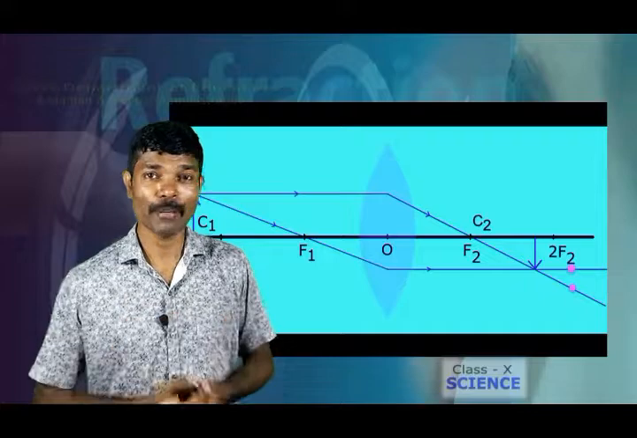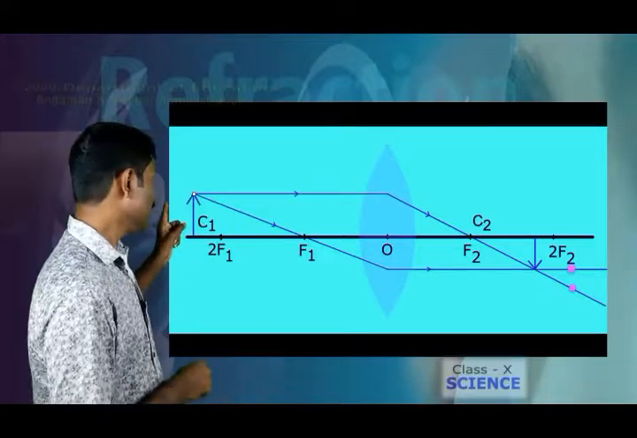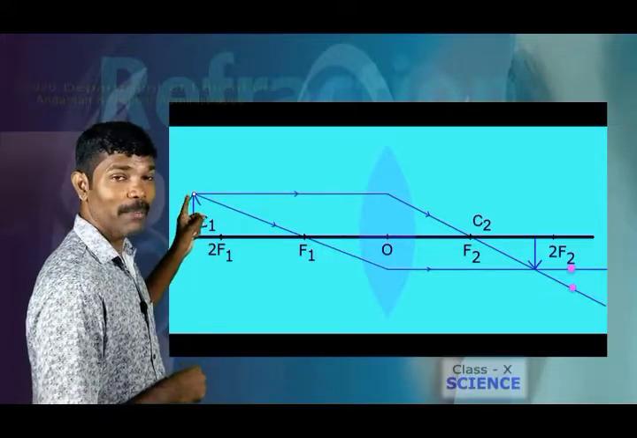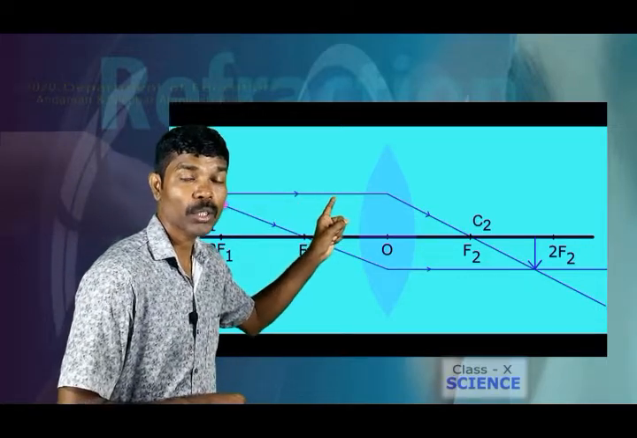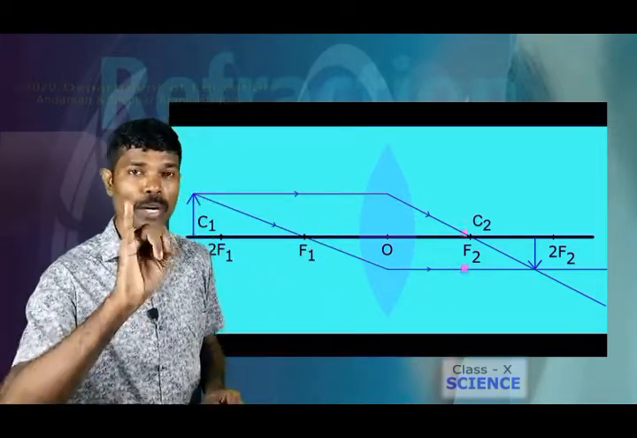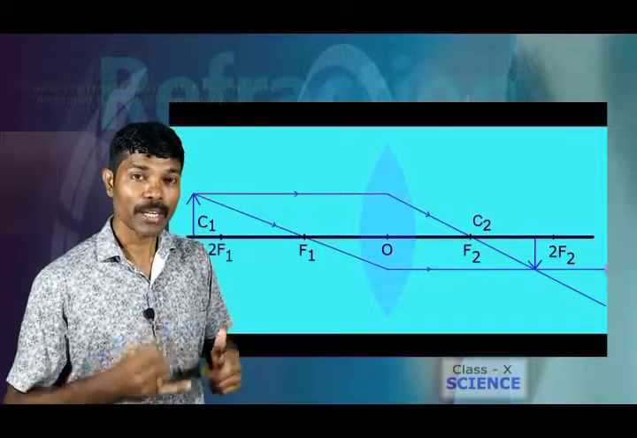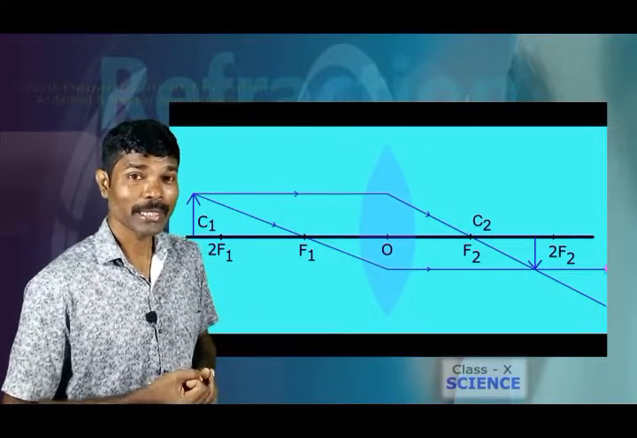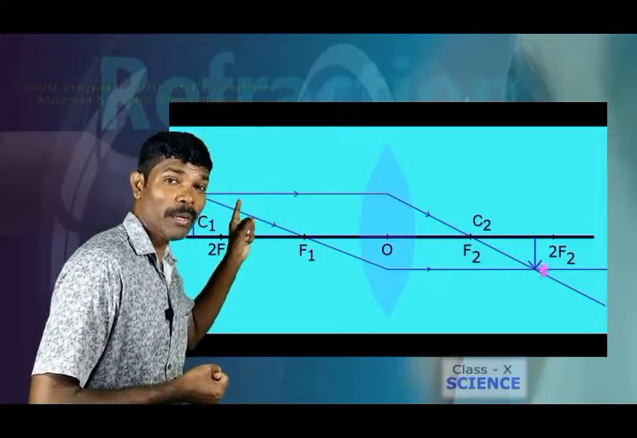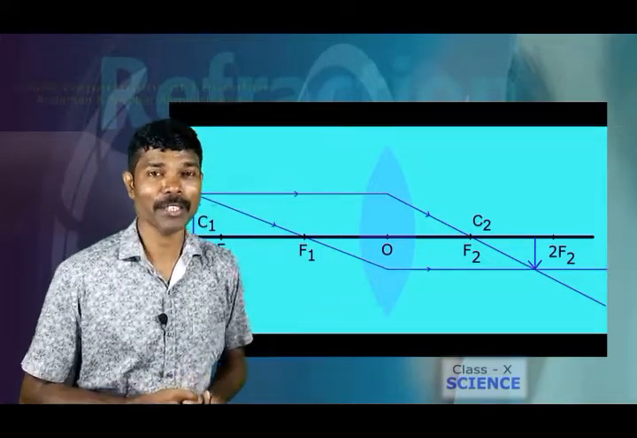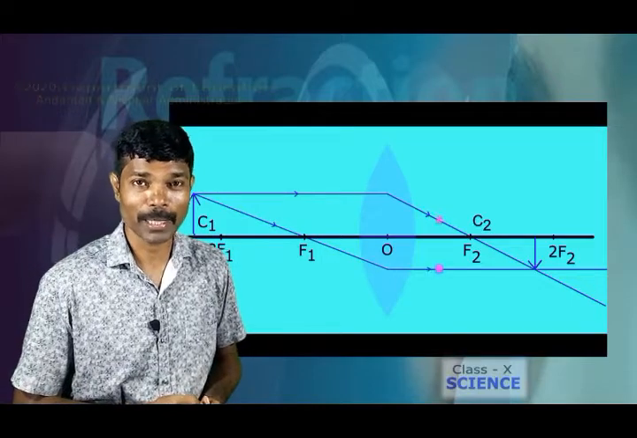Now we keep the object away from center of curvature and we try to find where the image will be formed. Now see here, the light rays which are parallel to the principal axis, we know that after refraction pass through the focus, right? So one rule we have used. Now we can use the second rule. What is that second rule? The second rule is that when the light rays go through the focus, then after refraction they go parallel to the principal axis, right?